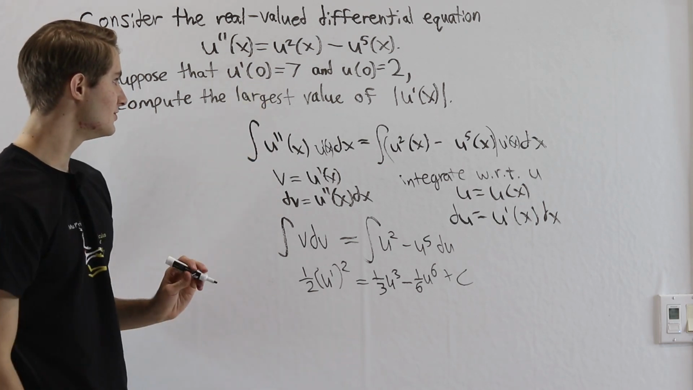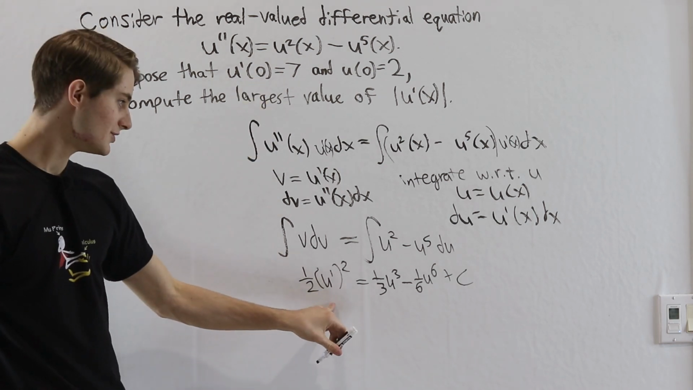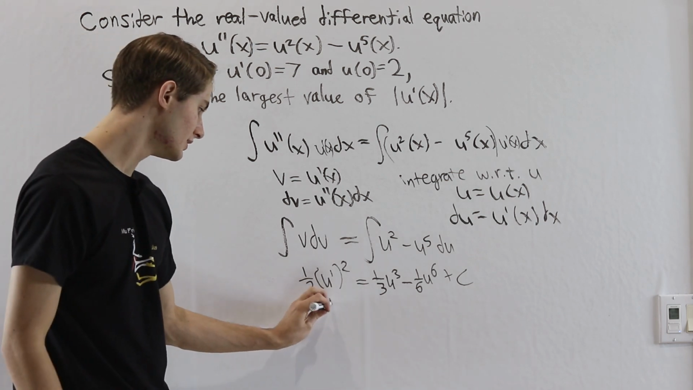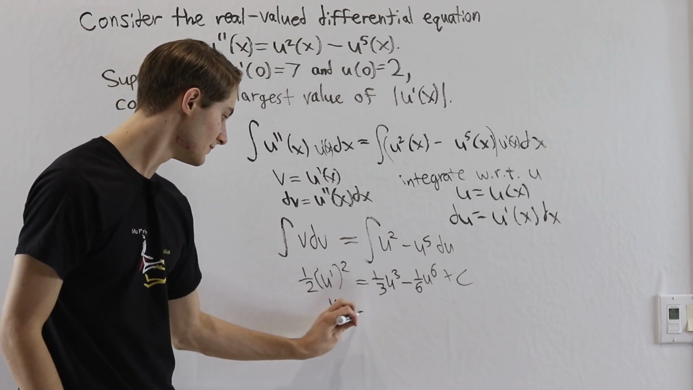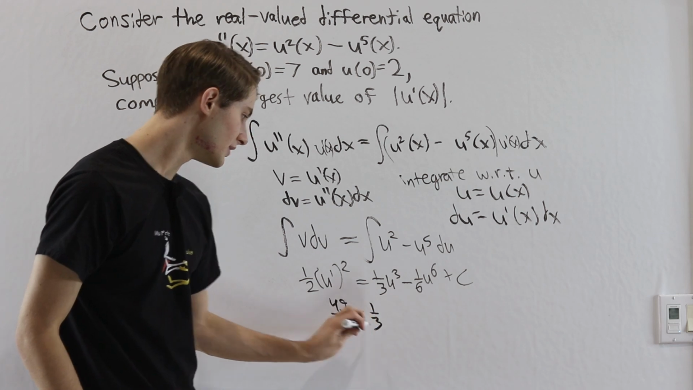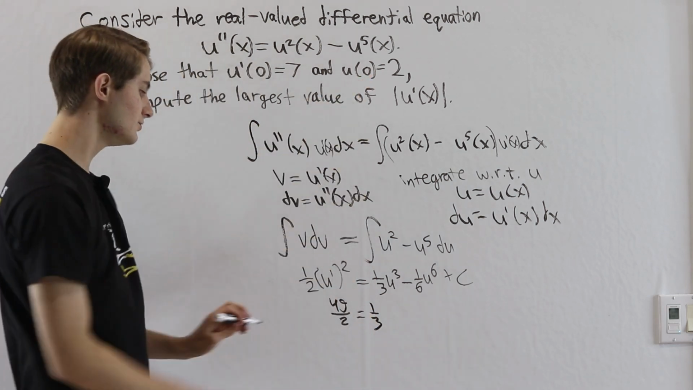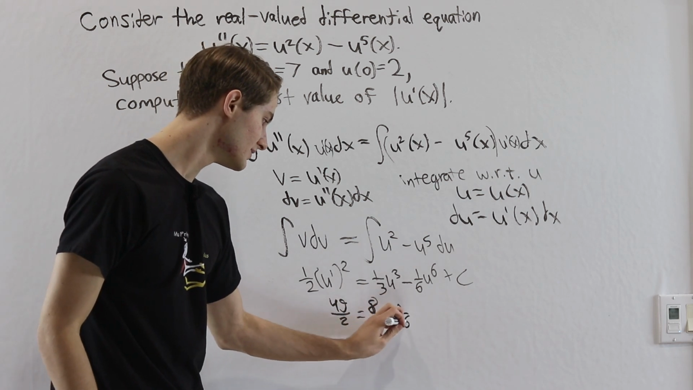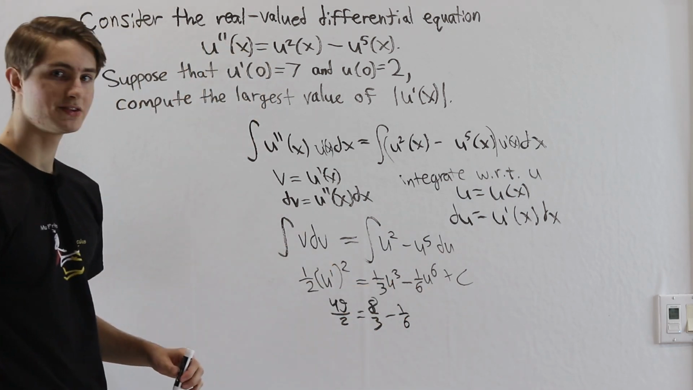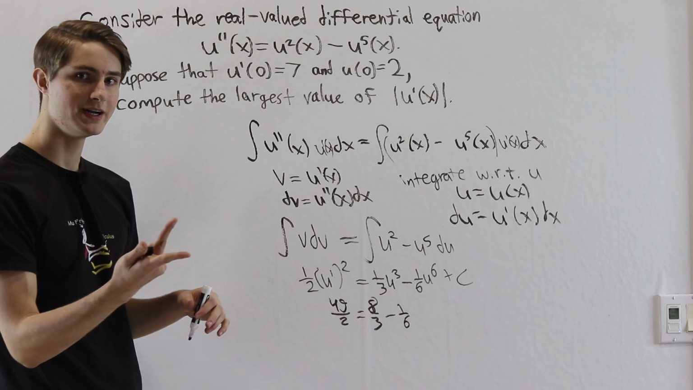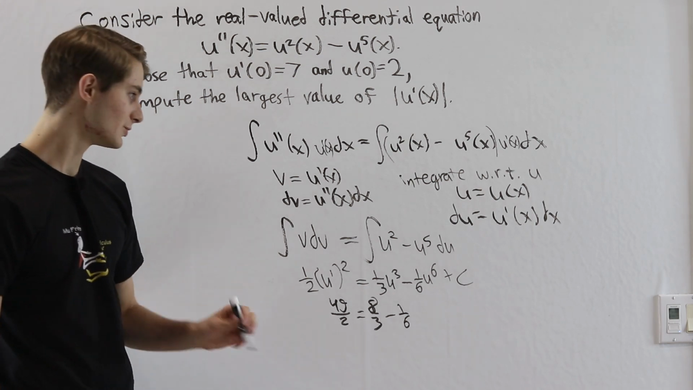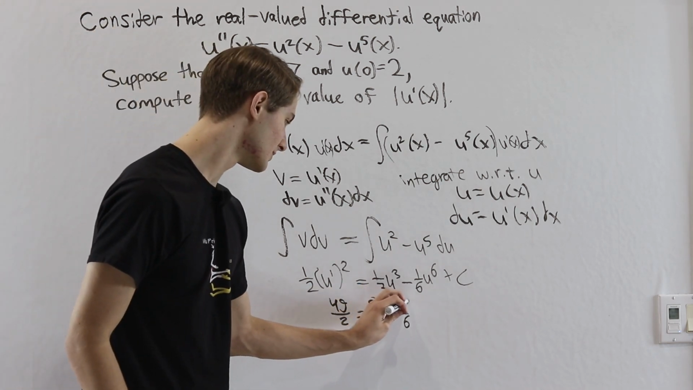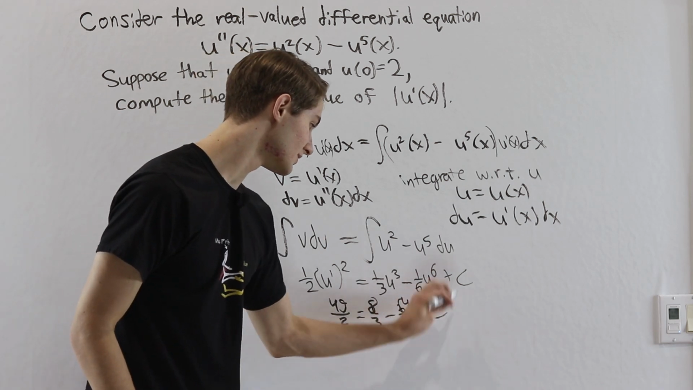If we have u prime of 0 equals 7, then on the left here we have 7 squared over 2. That's going to be 49 over 2 equals 1/3 times u cubed, which is 2 cubed, which is 8. So we have 8/3 minus 1/6 times 2 to the 6th, which is 2, 4, 8, 16, 32, 64. So we're going to have 64 over 6 plus c.